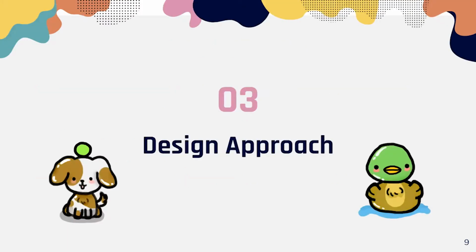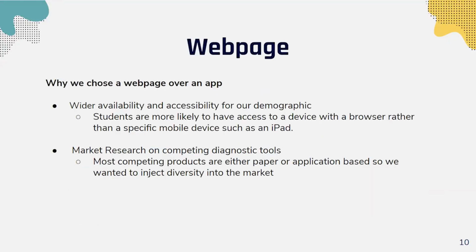So now we'll go into our design approach. So when deciding whether we wanted to create a web page or an app, we made sure to keep in consideration our demographic. So XGridZ is a diagnostic tool meant to evaluate children with special needs. And we came to the conclusion that a majority of them would have access to a device with a browser rather than a specific mobile device like an iPad.